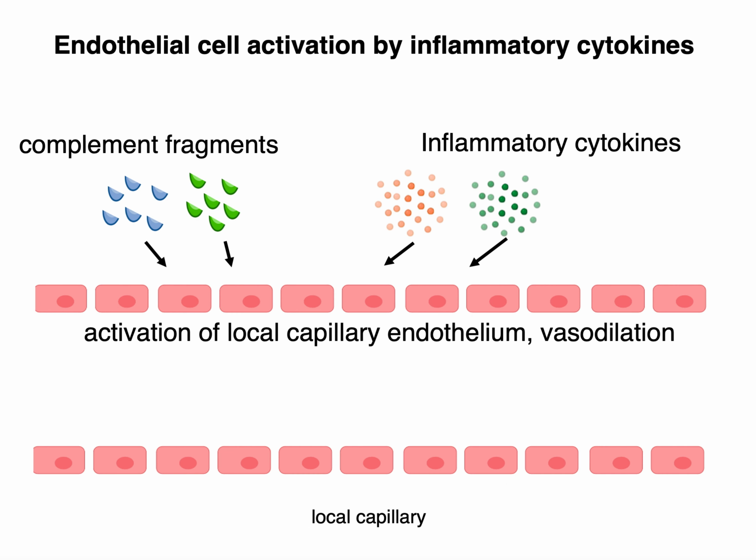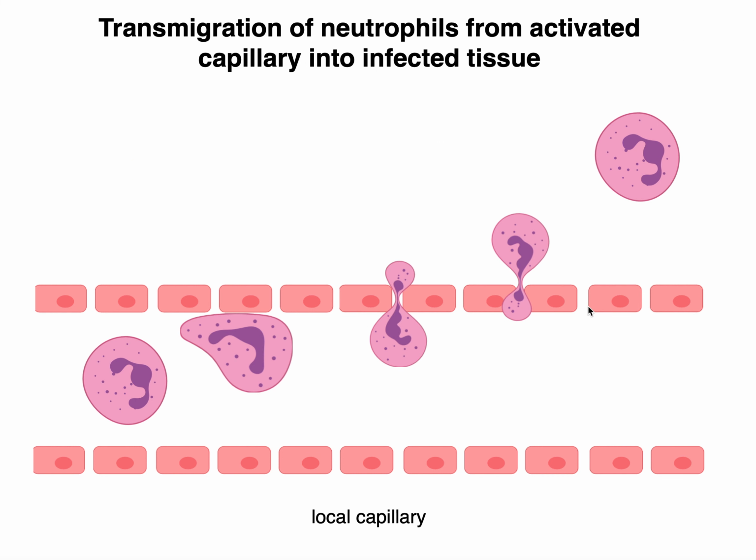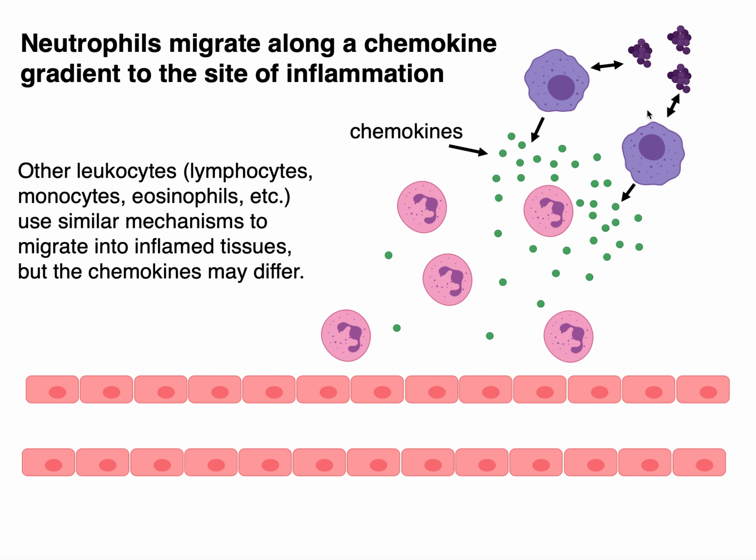And so here's a picture of how that might happen. Complement fragments and inflammatory cytokines can act on local capillaries to induce the activation of this endothelium and the vasodilation of these vessels. And the result of that is that it makes it a lot easier for circulating innate immune cells, such as neutrophils, to slow down, attach to these endothelial cells, squeeze in between these tight junctions, and migrate into this tissue. Once they do that, they can follow along this chemokine gradient to the site of pathogen replication. And this is essentially how an inflammatory response is induced.